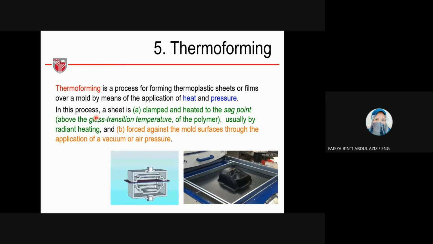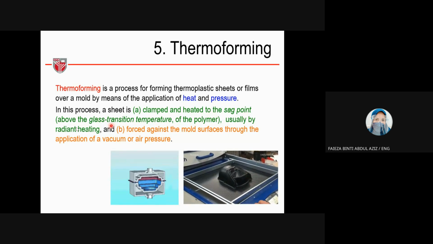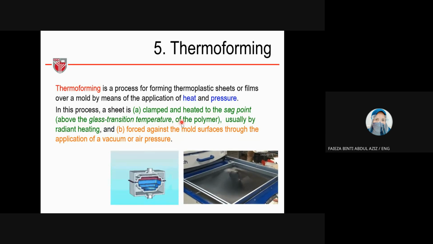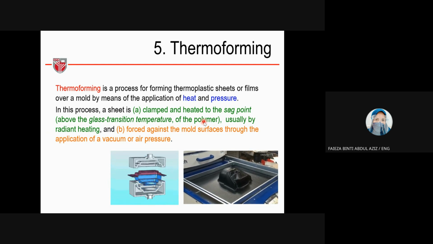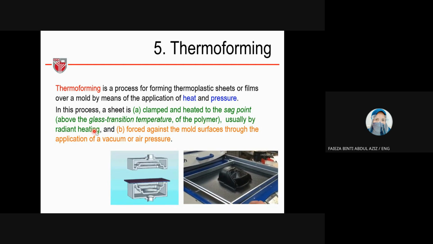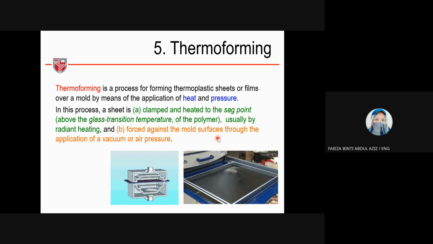So in this process, a sheet is clamped and heated to the set points above the glass transition temperature of the polymer, usually by radiant heating, and forced against the mold surfaces through the application of vacuum or air pressure, like this.